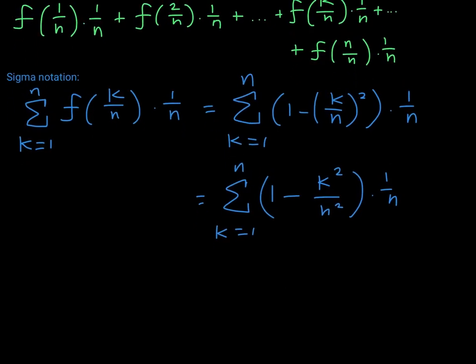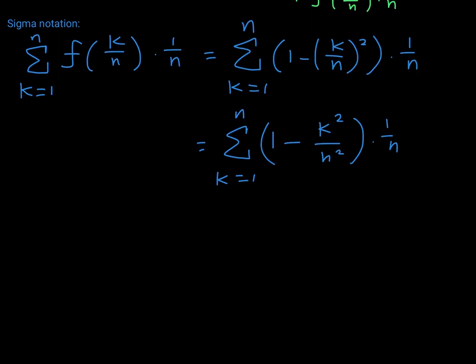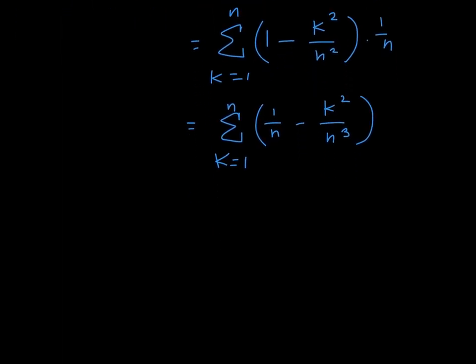Okay, let's continue. So then this is equal to the sum of 1 over n minus k squared over n cubed. Put parentheses around this because it's the sum of all of this as k goes from 1 to n. Let's not lose our index of summation as we go through this. And this is equal to, using our rules, the sum of 1 over n minus the sum of k squared over n cubed as k goes from 1 to n, of course.